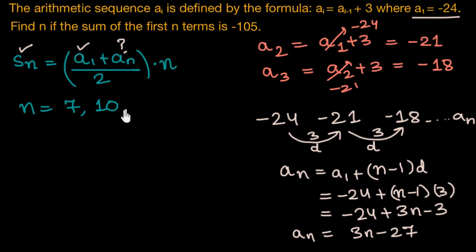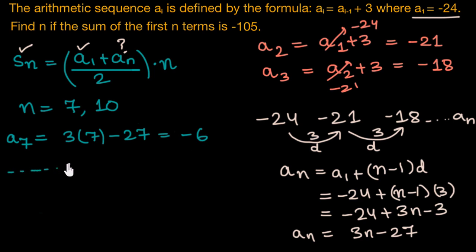be 0. To understand what I'm saying, let's just figure out our 7th term. So the 7th term can be found out using this expression. So 7th term would be 3 times 7 minus 27. So 3 times 7 is 21. So 21 minus 27, which is minus 6. So our 7th term is negative 6.